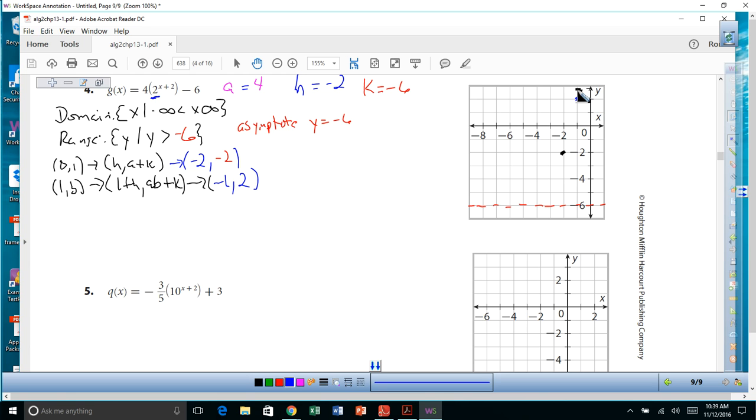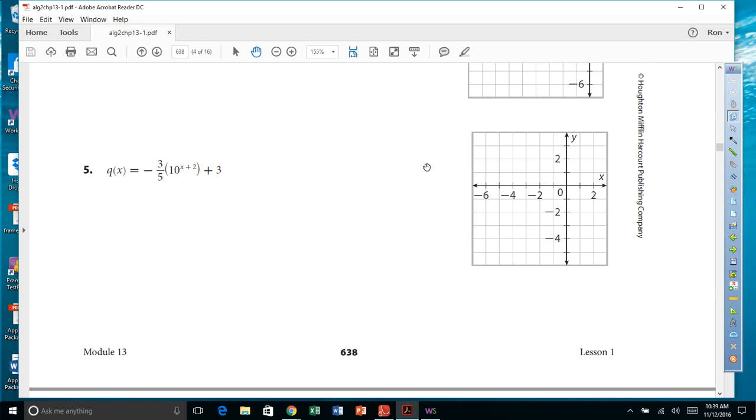Okay? So we're going to have a graph and it's going to look something like. Try to draw that fairly smooth. And there you go. Let me move that up a little bit.